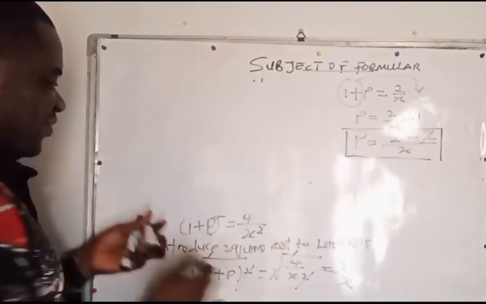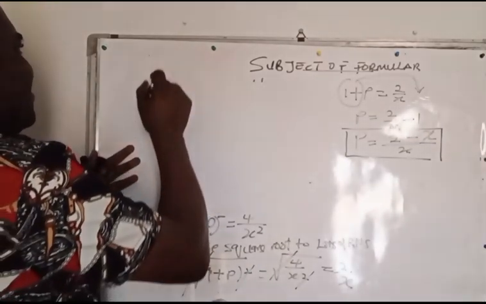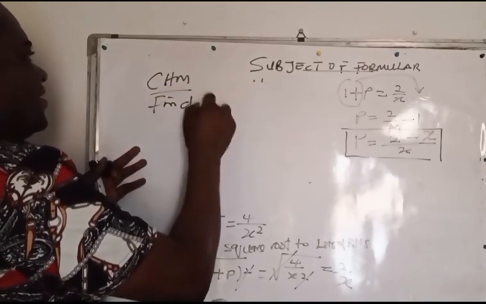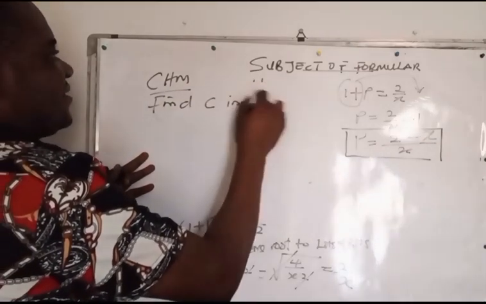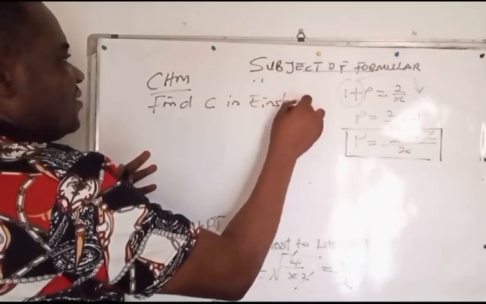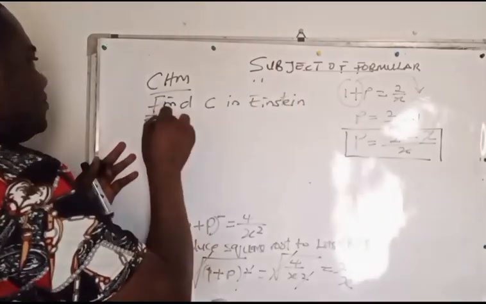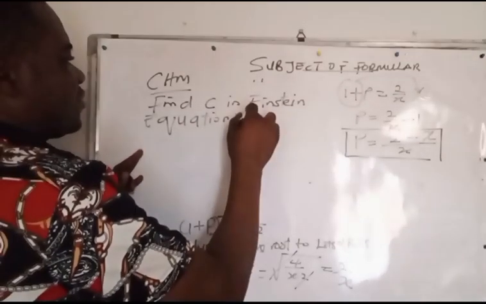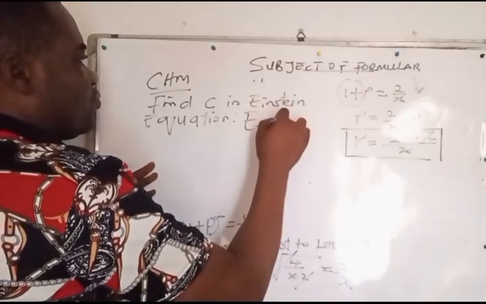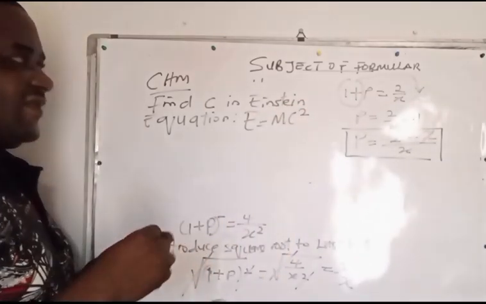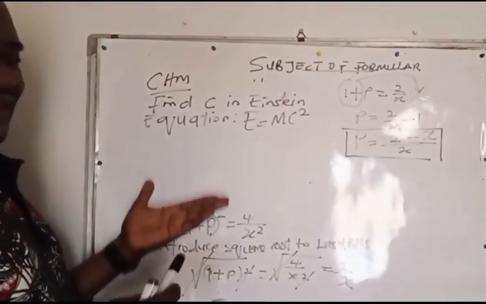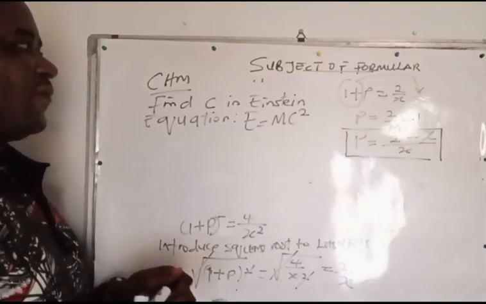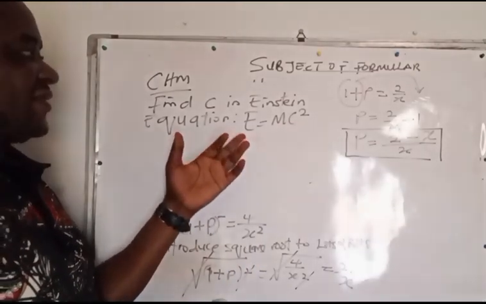Now, assuming it's chemistry, we were asked a question. In chemistry, we are told to find the value of C in the Einstein equation, which is given to us as E is equal to mc squared. Did you see? Subject of formula. So we are expected to look for the value of C. Of course, you know that this is the Einstein equation, where this is the energy.